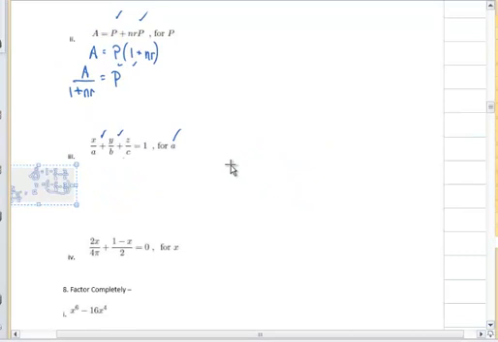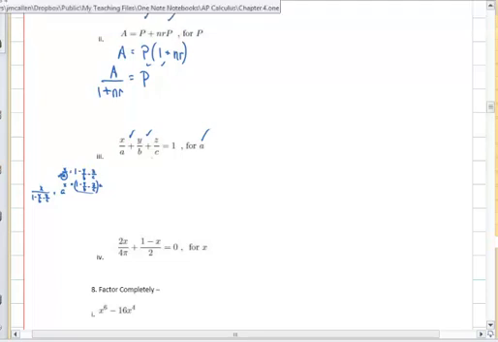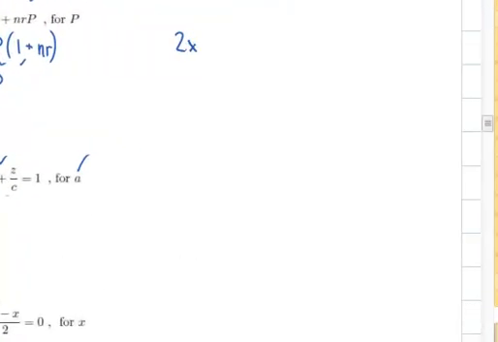Okay, I'm back. I'm just trying to figure out how much room I need for this one. So I'm going to rewrite this one up towards the top. So I have 2x over 4 pi plus 1 minus x over 2 equals 0. So I'll find a common denominator. That'll be 4 pi.